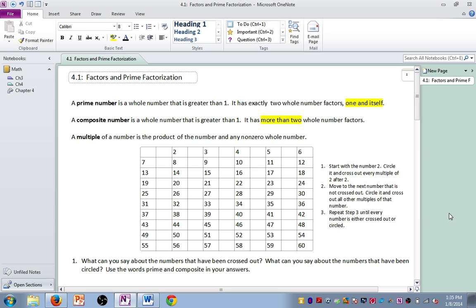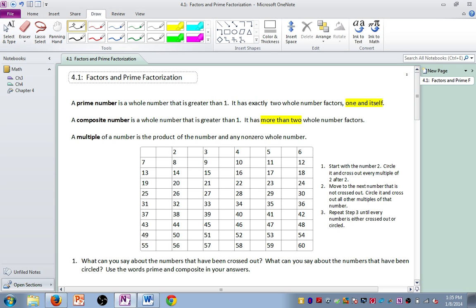Factors are numbers that go into another number evenly. You're dividing in order to figure out the factors. A multiple of a number is the product of a number and any other non-zero number. In order to find a multiple, you are multiplying.